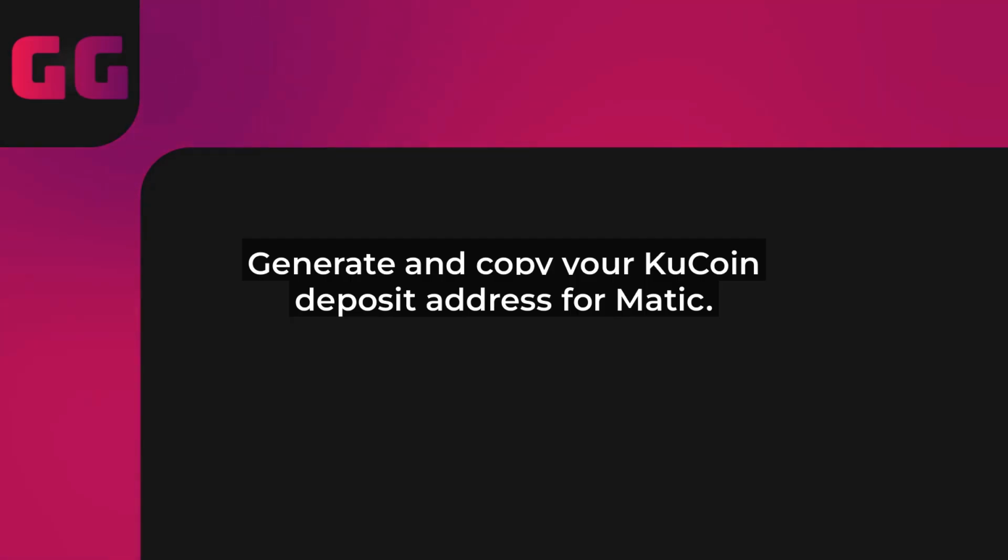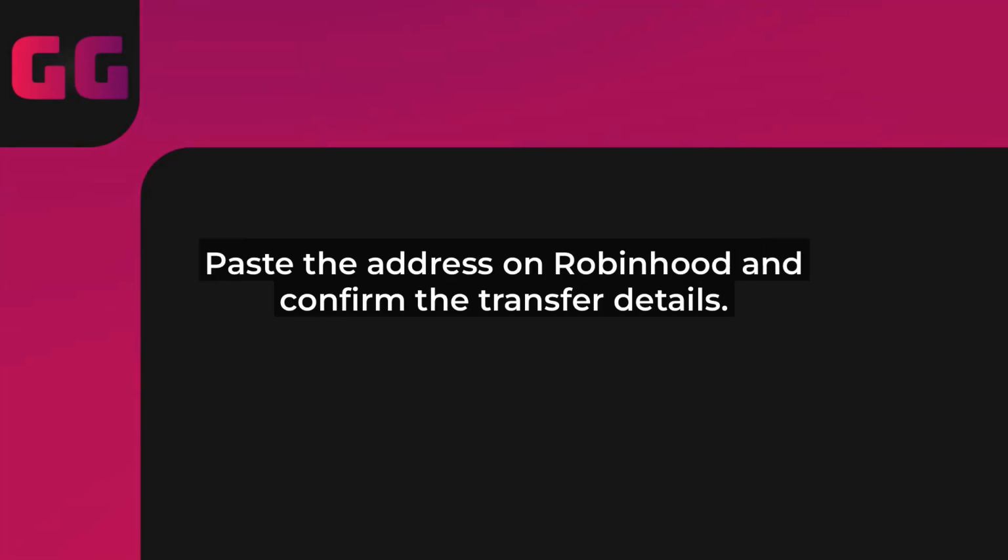Step 2. On KuCoin, go to your wallet section and generate a deposit address for MATIC. Copy this address carefully. It's like a unique key, and one wrong character could send your funds into the void. Double check that you're using the correct network, like Polygon or Ethereum, depending on what's supported.